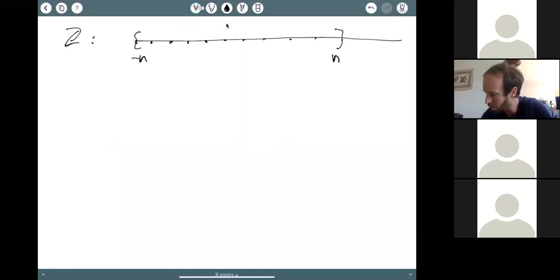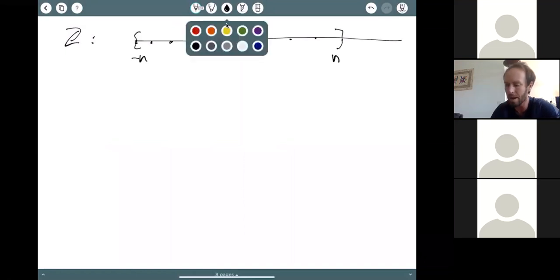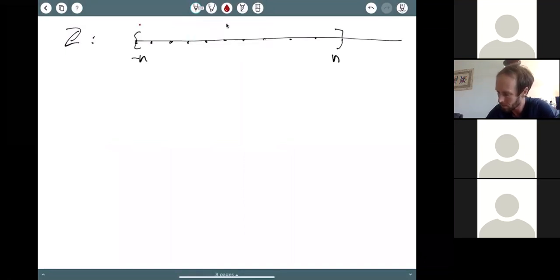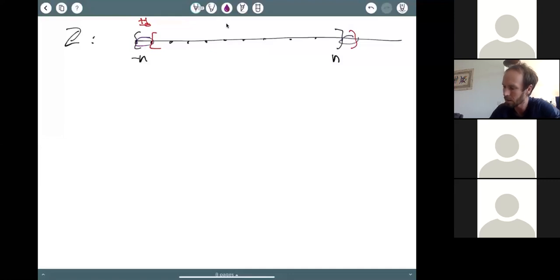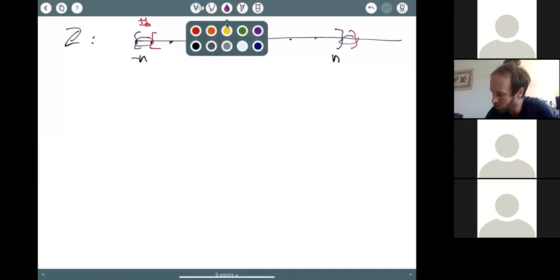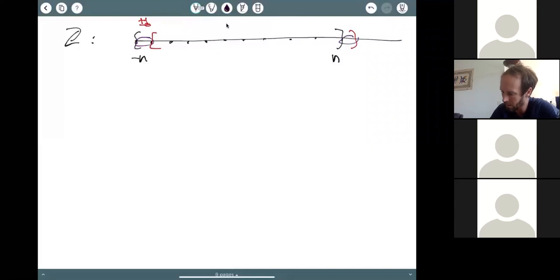And what clearly happens here is that if you translate it by 1, then this interval is mapped to this one. And so the symmetric difference, which is this part here and this part here, is clearly small in comparison to the whole thing. So this is A_n.